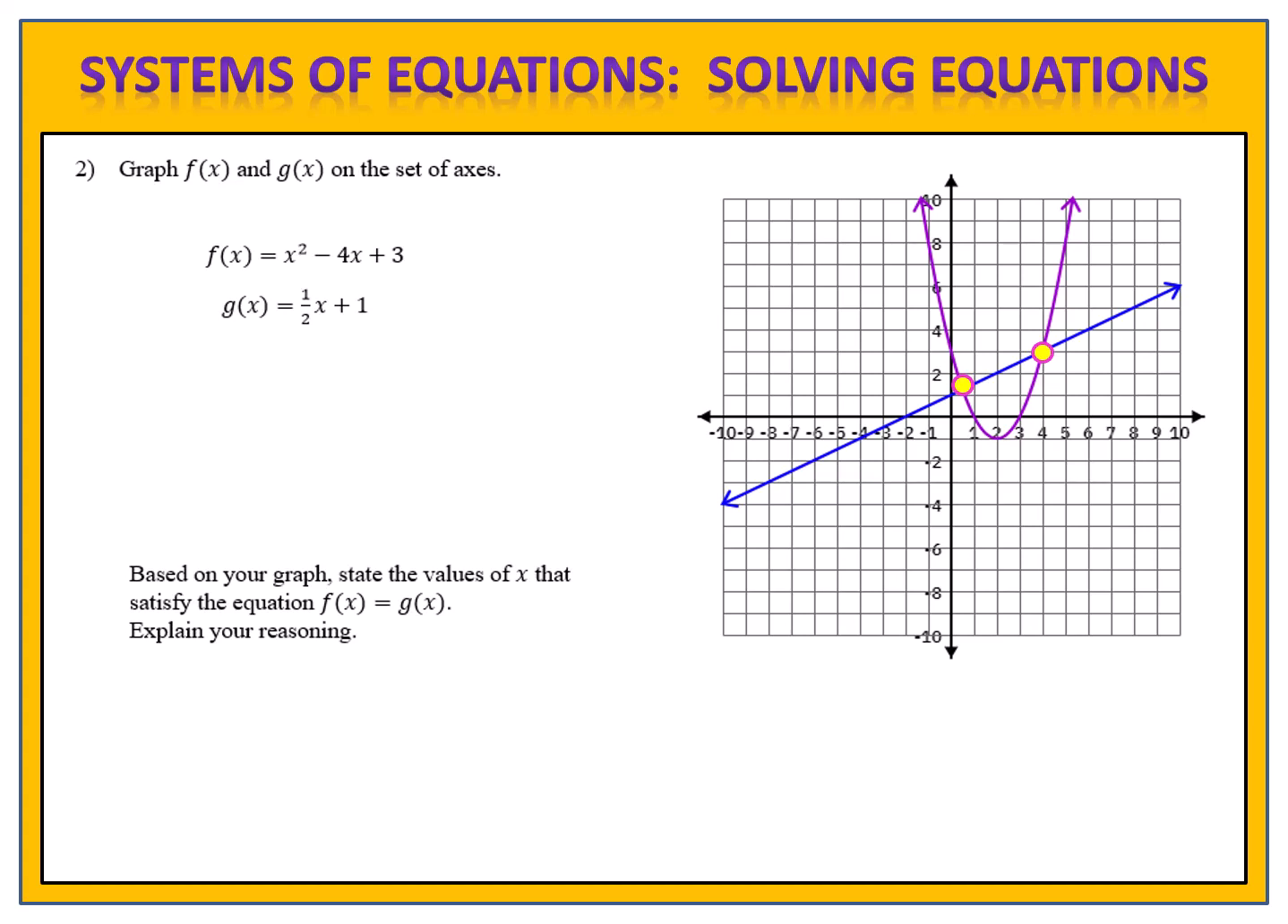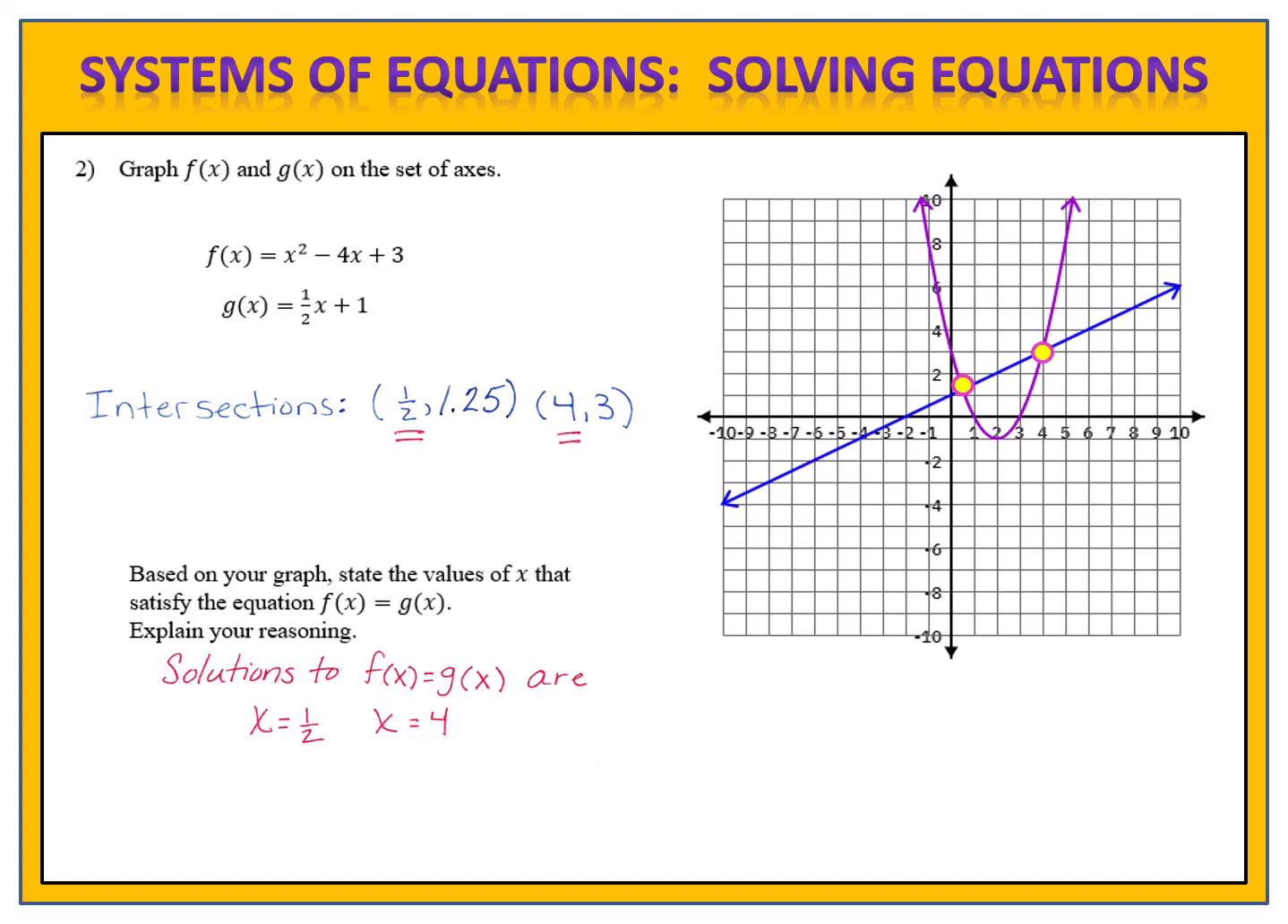The solutions to the equation f of x equals g of x are at the points of intersection. Those points are (1/2, 1.25) and (4, 3). Once again, I'm interested in the x values, 1/2 and 4. So the solutions to the equation f of x equals g of x are x equals 1/2 and x equals 4. It says explain your reasoning. The reasoning is simple. These are the x values where f of x and g of x intersect.